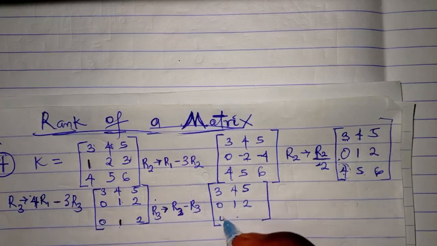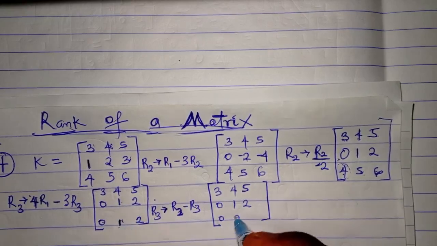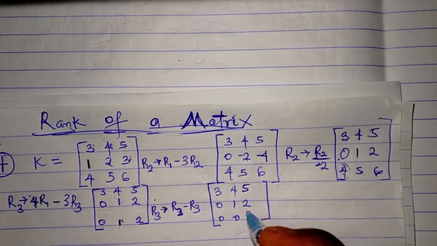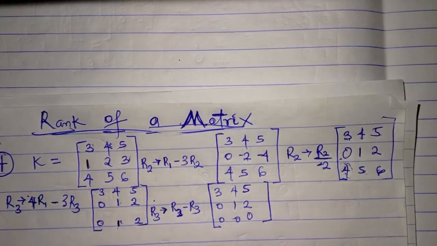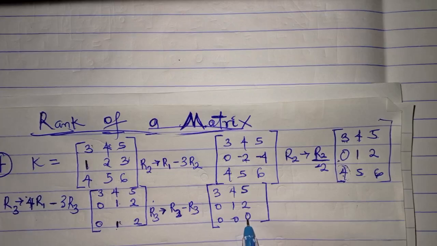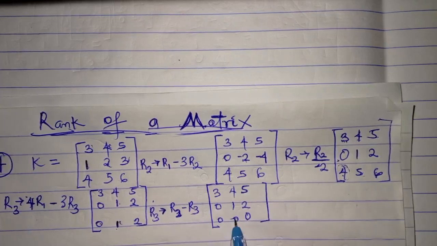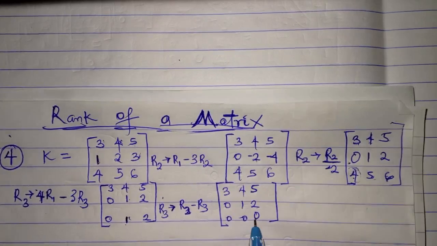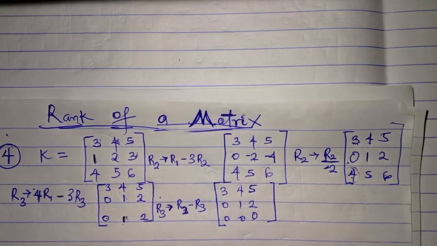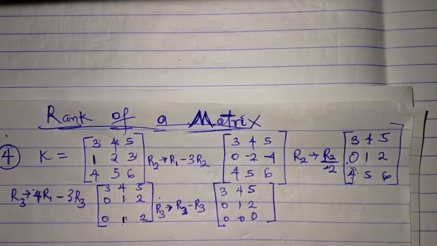0 minus 0 is 0. 1 minus 1 is 0. 2 minus 2 is 0. What do you observe? The target was not to make this one 0, but to make this one 0. But in the process, this one automatically became 0. So you can see that one of the rows now is exactly 0. That tells us that the rank is 2.